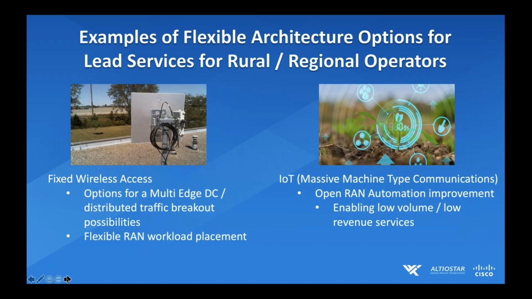So just touching a little bit further on, I just picked two leading use cases. Definitely not all the services, but two of the leading services that I imagined would be some of the key points that operators in a rural and regional area are thinking of, some of the services they'd like to bring on top of their existing mobile operations. Fixed wireless access, the ability to architect a network with multiple edge data centers, distribution and breakout, local breakout, those flexible RAN workload placement options are something that effectively changes some of the economic equations of what a fixed wireless access service could be in a rural environment, in a regional environment.